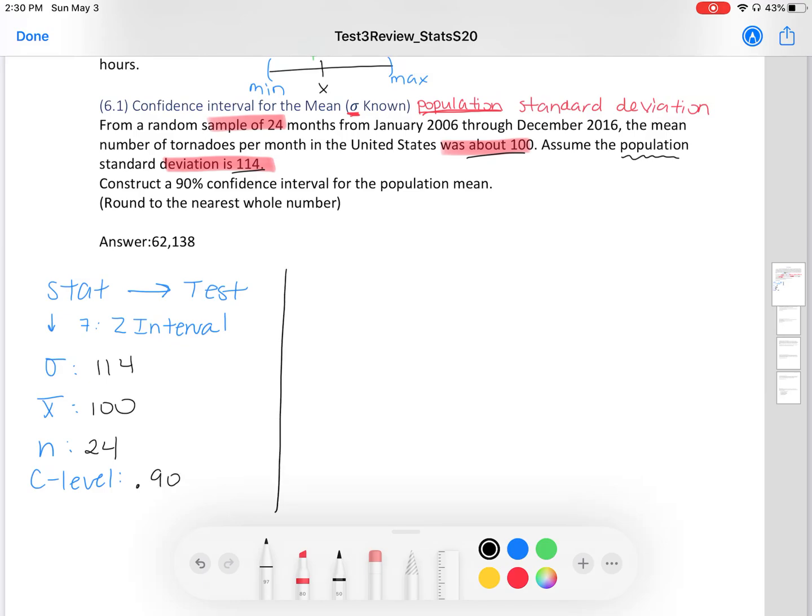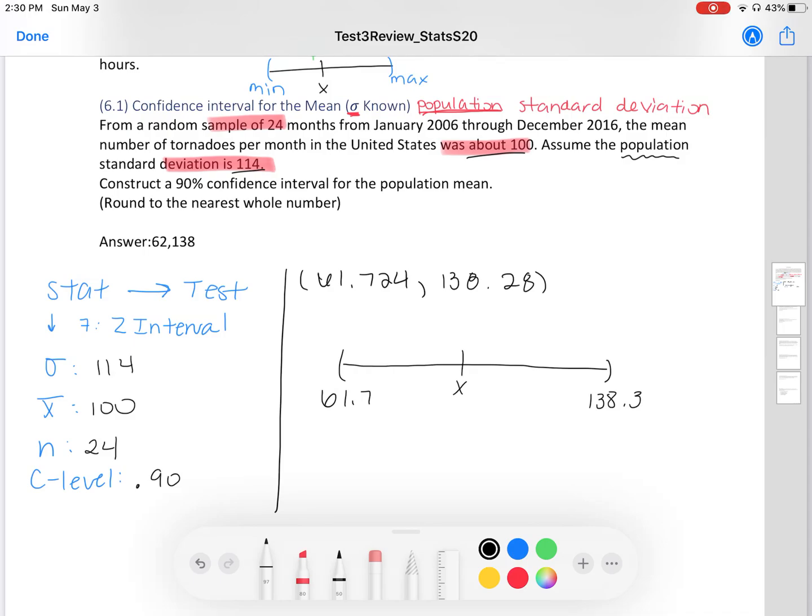All right, punch that into our calculator, and our calculator is going to give us this answer: 61.724 and 138.28. So what does this mean? This means that with 90% confidence, my lowest number is 61.7, and our highest number with 90% confidence is 138.28.